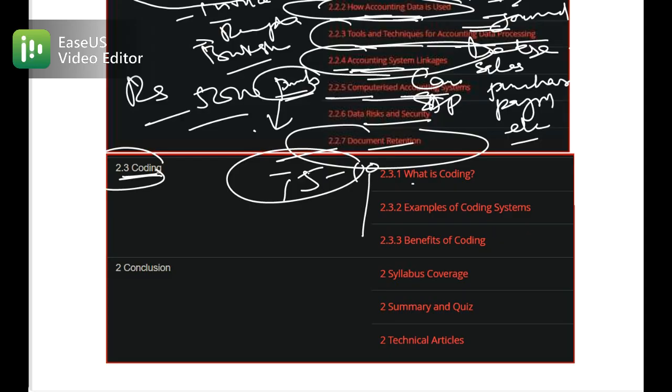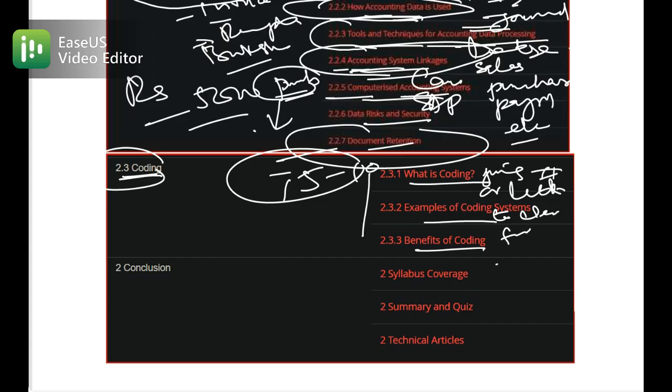You must understand that coding means giving a number or letter to items for easy tracking. That means coding. So we understand that coding is basically giving a number or letter to an item for easy tracking. For example, let's say we have a customer and we give the number 8001. So this is the customer coding.